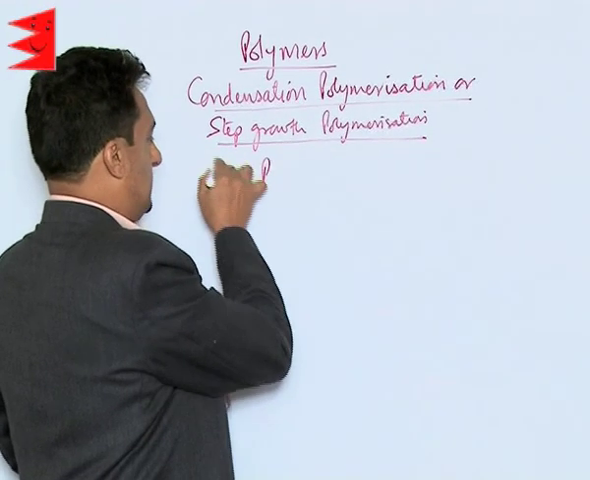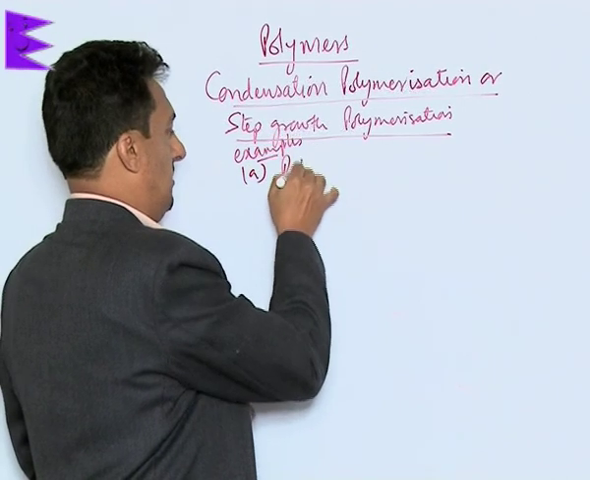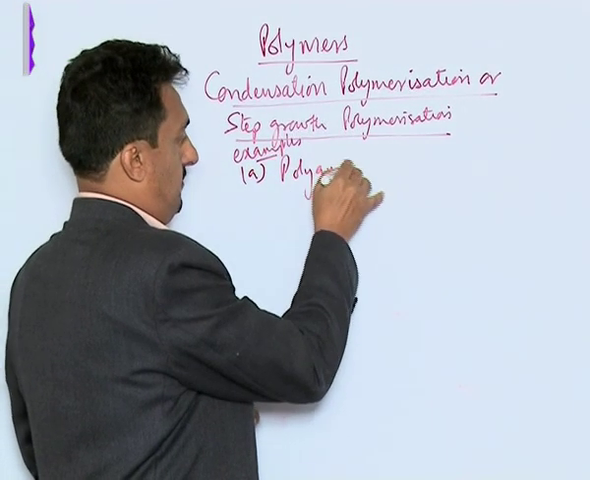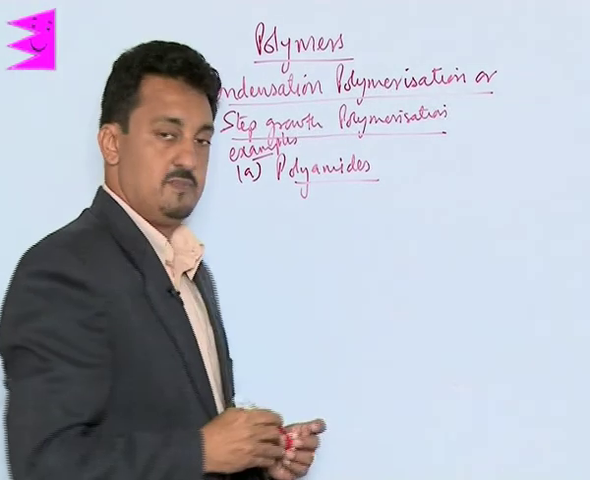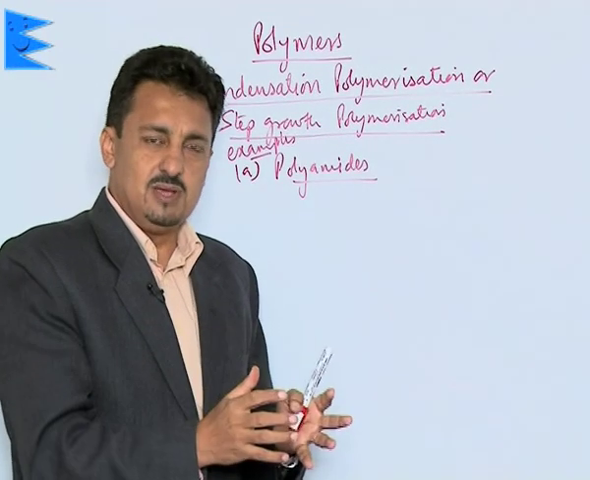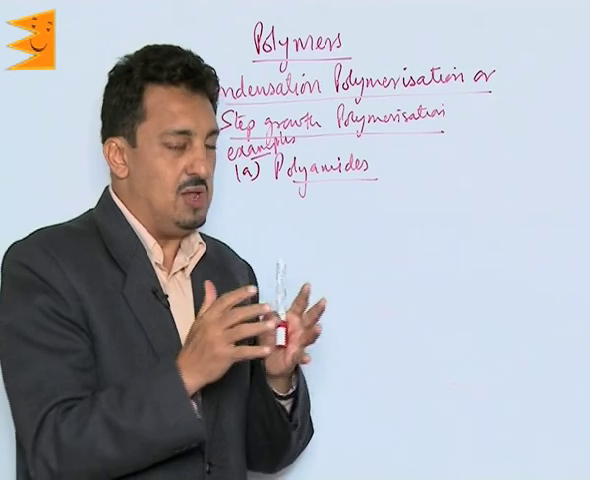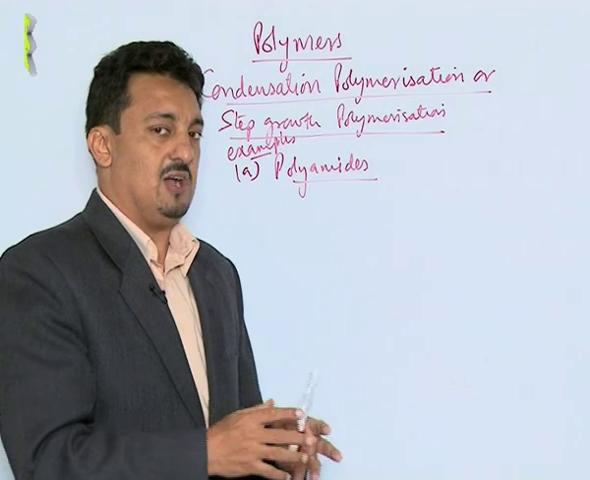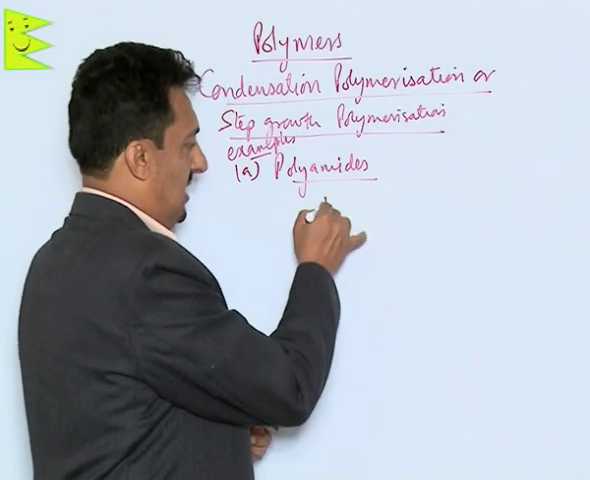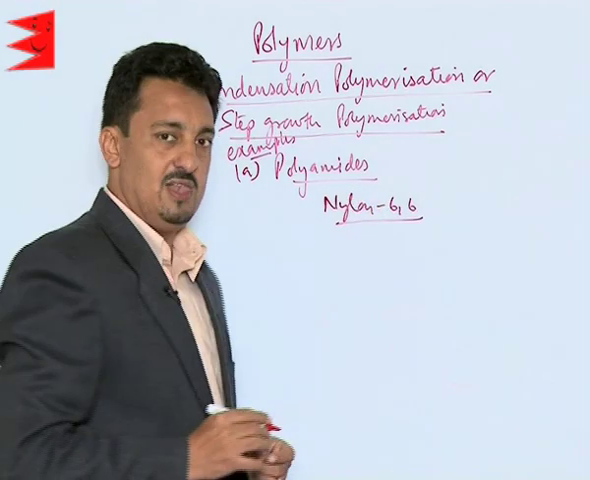the examples I am giving you are polyamides. Now, what are polyamides? Polyamides are those polymers in which the monomers are linked to each other through an amide linkage. That is why they are called polyamides. Nylon 6,6, which we have just done, is the best example of a polyamide.